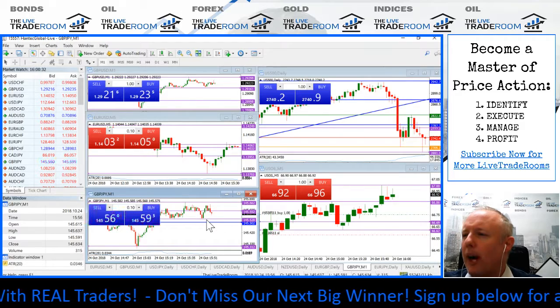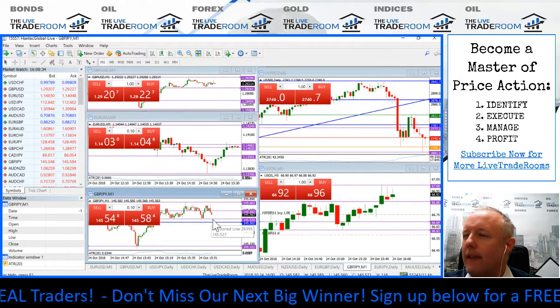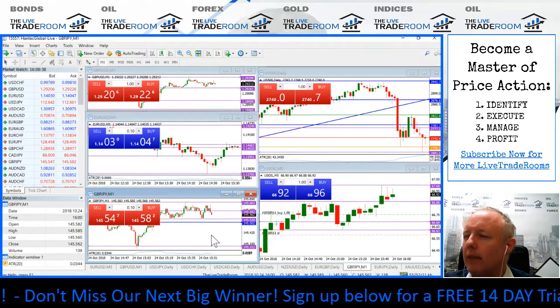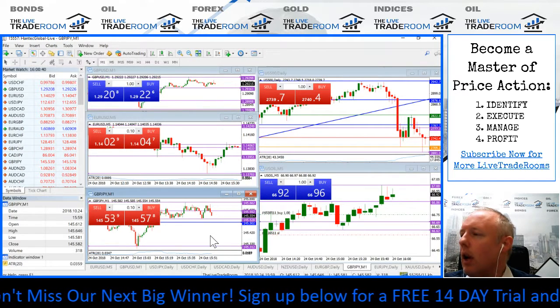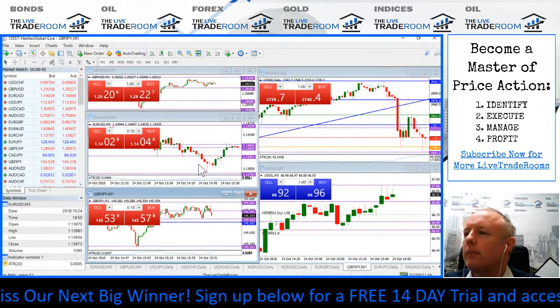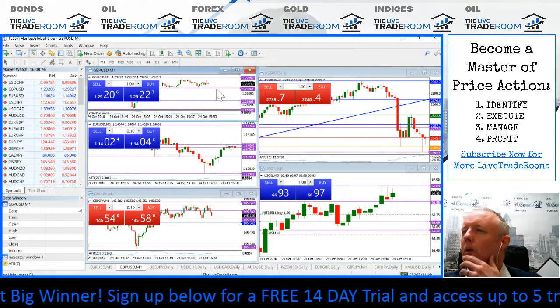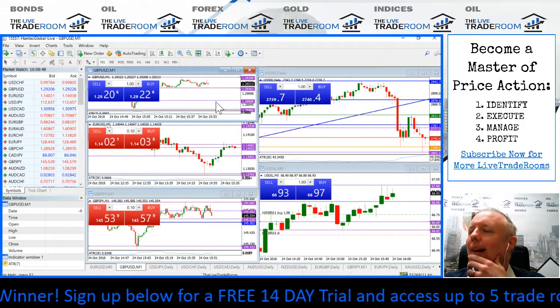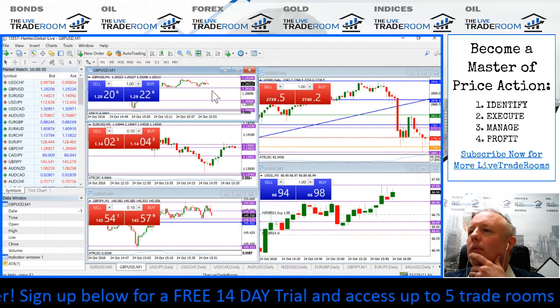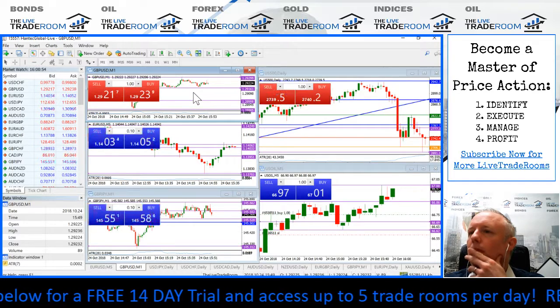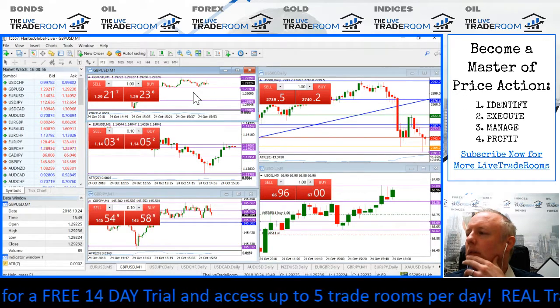Hopefully we'll get a break below the 145.52 in the pound yen, and see if we get an extension lower in that market. If we do get a break below the 129.16, it might be worthwhile seeing if we get even just a little move lower in the pound dollar.